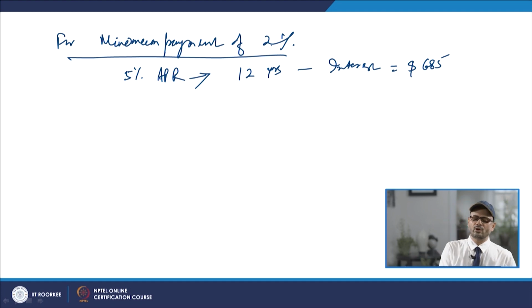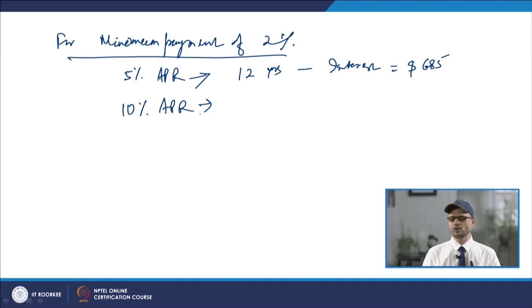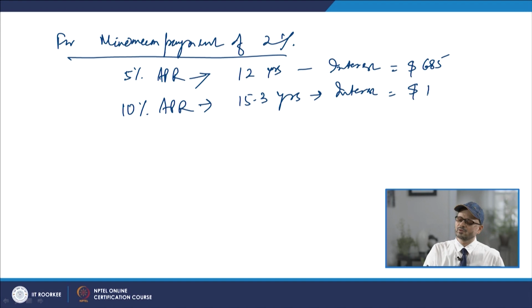Now, if you go for 10% APR, in that case the whole payoff will be in 15.3 years, and your interest charged will be 1831. So, this is how you see that when your APR is increasing, you are taking more time for the payoff, and since you are taking more time, the interest charge will be more, 1831.